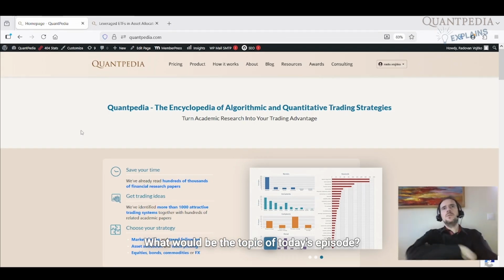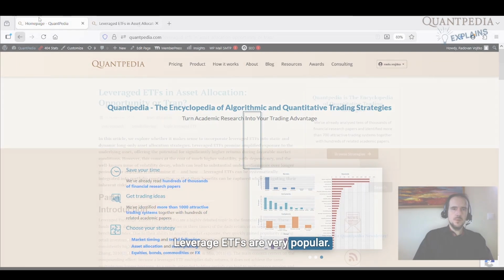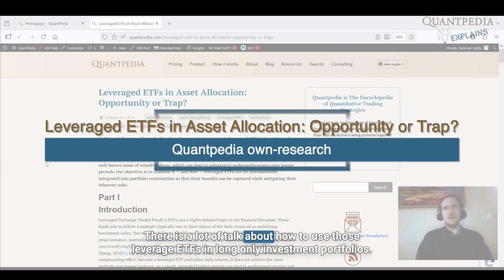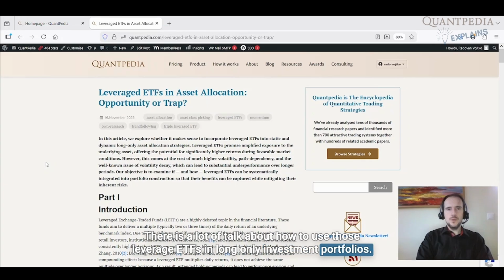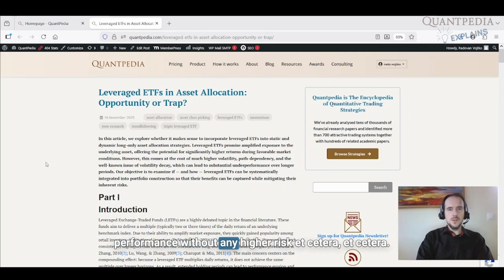What would be the topic of today's episode? We will discuss the leverage ETFs. Leverage ETFs are very popular. There is a lot of talk about how to use those leverage ETFs in long-only investment portfolios. There are a lot of articles that are trying to sell the idea that if you use leverage ETFs, you can gain better performance without any higher risk, etc. I tend to disagree.